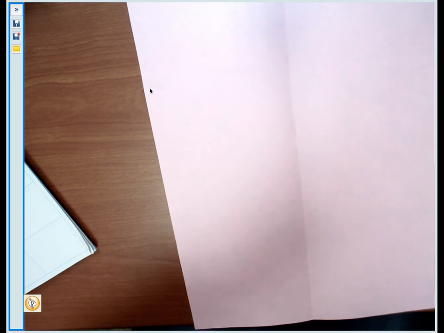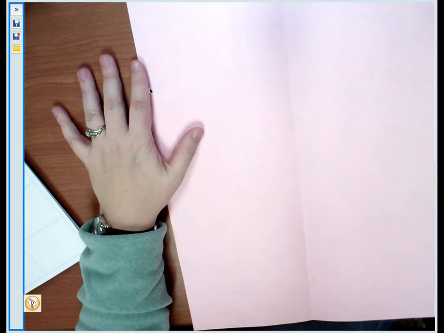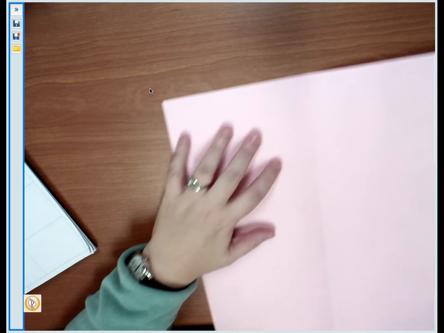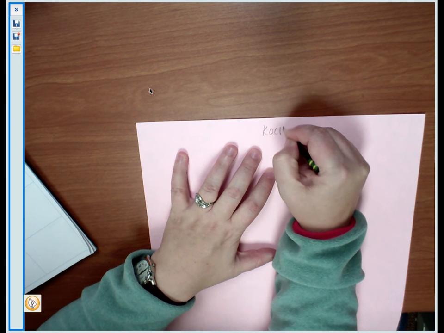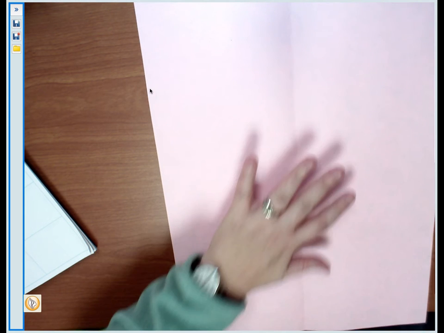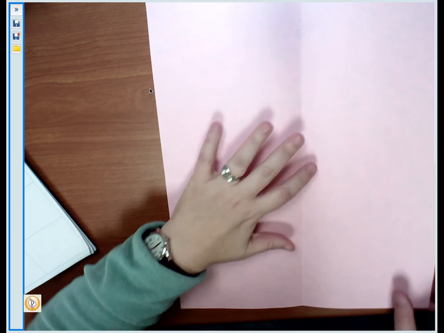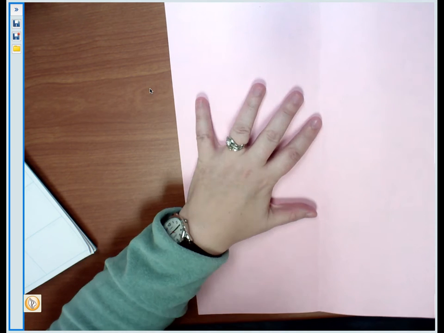We're gonna make what's called a Koch Snowflake. I know it's spelled Koch, so I'm gonna write that at the top of the paper here, Koch. And it's a fractal, and we will talk more about fractals at the end of the school year.